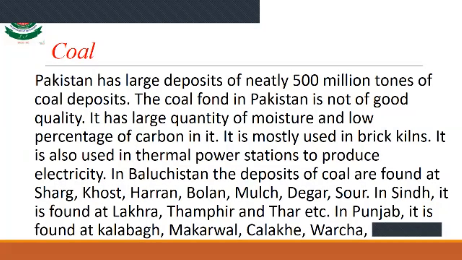It is mostly used in brick kilns. It is also used in thermal power stations to produce electricity. In Balochistan, the deposits of coal are found at Shark, Khost, Haran, Bolan, Mulch, Digar, Sor. There are different places where coal is found. In Sindh, it is found at Lakra, Thampir, and Thar, etc. In Punjab, it is found at Karabagh, Makarwar, Krak, Varcha, Dandot, etc.